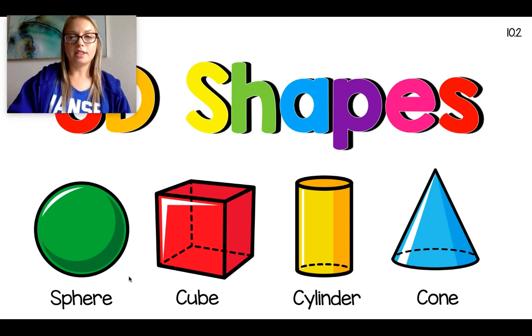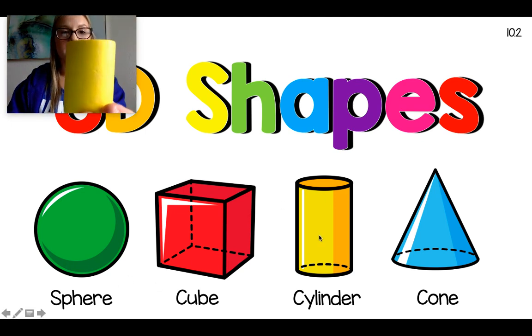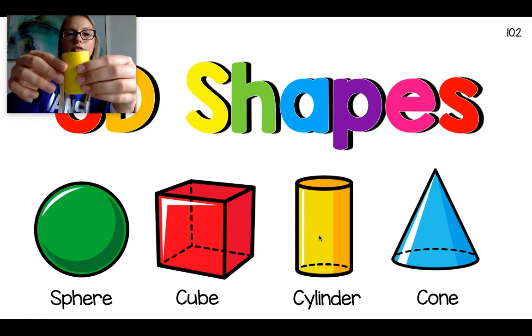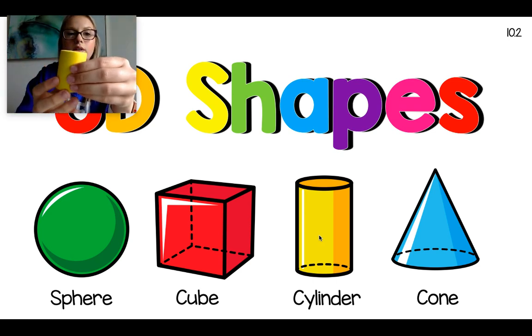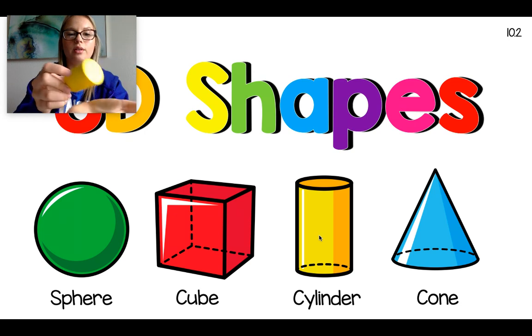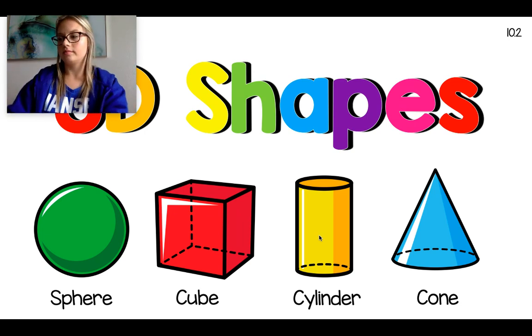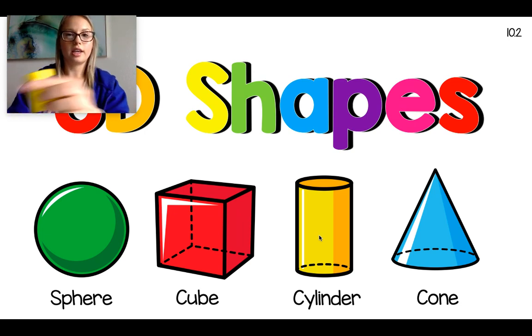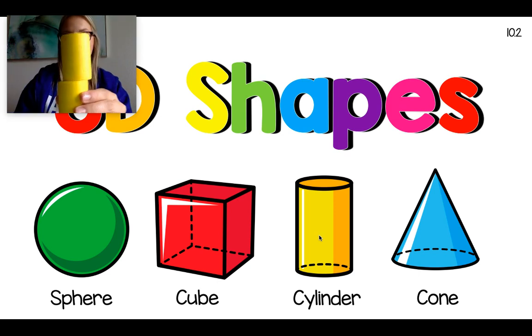What about this one here, this yellow one? What is that? A cylinder. We know a cylinder has 2 flat surfaces, 1, 2, and it's also curved and round. So a cylinder can roll and a cylinder can stack.